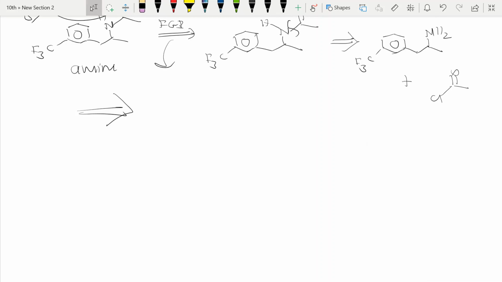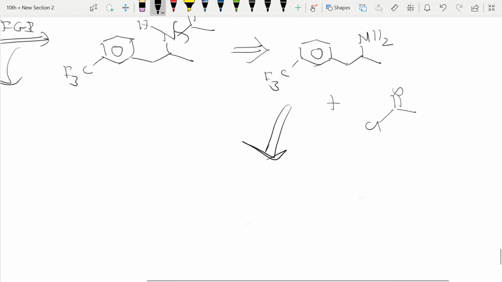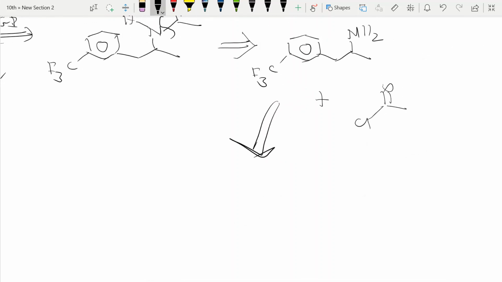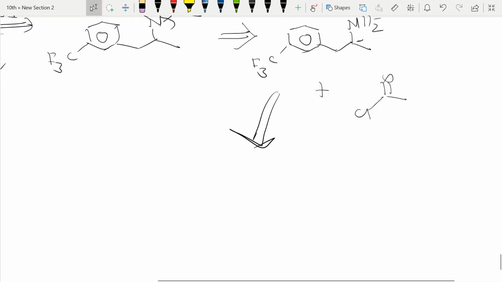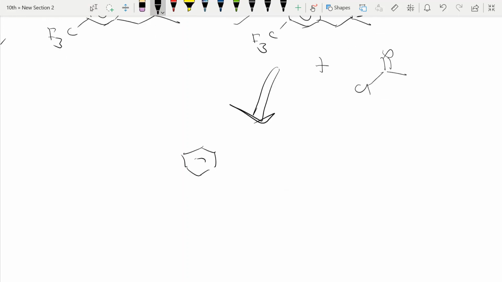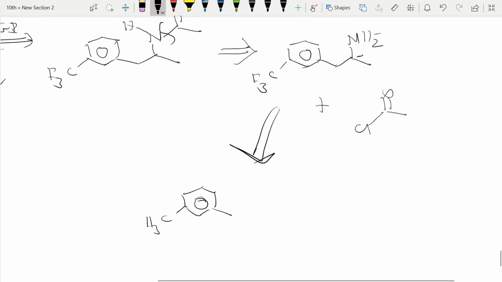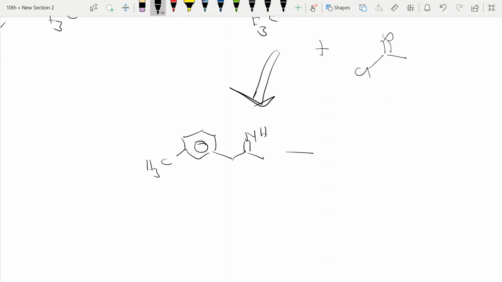Further, can I do retrosynthesis on this? Yeah, I can do it. See here, I will remove this one hydrogen, and here one more hydrogen I will remove. Here we get a compound like this. Initially I started with amine to amide, now I am going to convert it into imine. See here, now I have converted it to imine. Further I can do retrosynthesis.